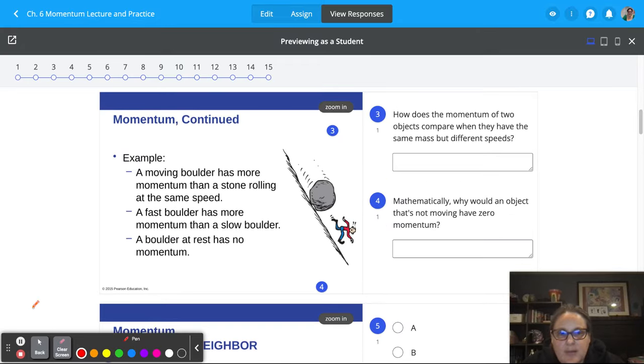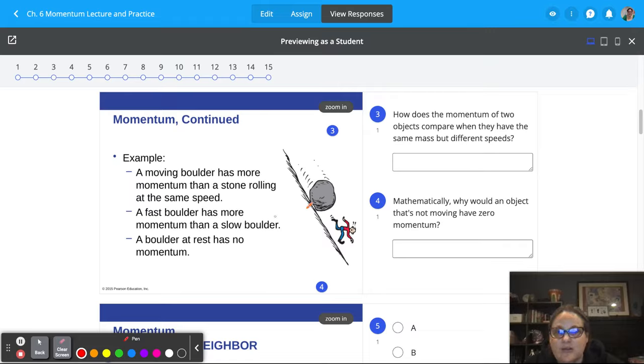When comparing the momentum of two objects, we have to look at the masses and the speeds. If they have the same speed, then the larger mass will have more momentum. If they have the same mass, then the faster will have the greater momentum, just mathematically. So remembering that equation was momentum equals mass times velocity. In other words, a moving boulder has more momentum than a rolling stone, meaning like a smaller boulder, right?